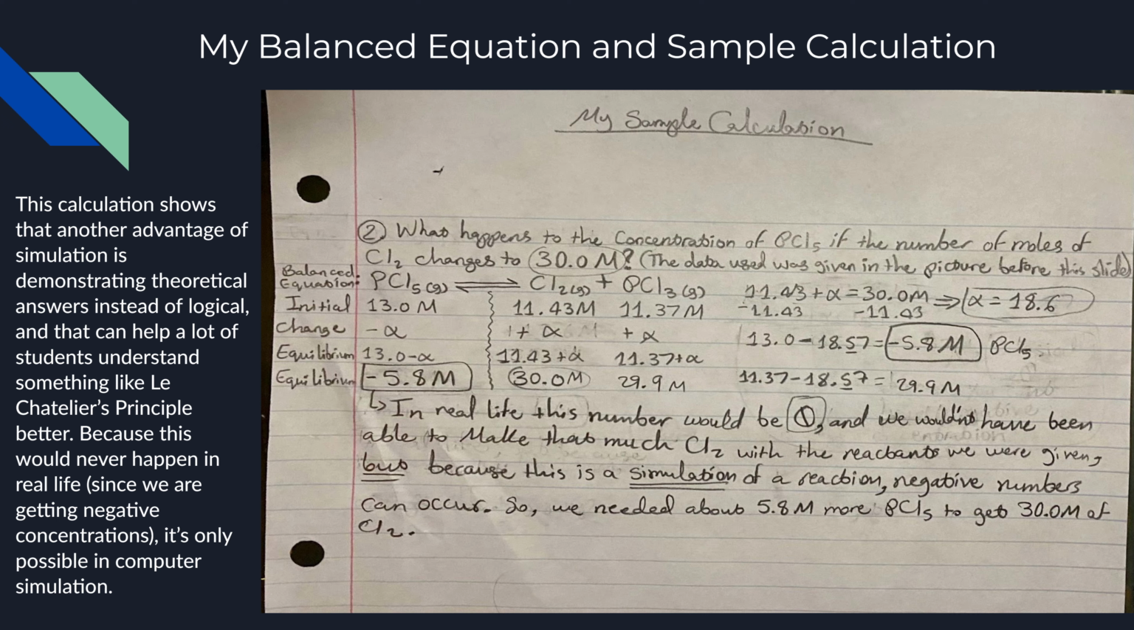In real life, this number would be zero, and we wouldn't have been able to make that much Cl2 with the reactant we were given. But because this is a simulation of a reaction, negative numbers can occur. So we needed about 5.8 moles more PCl5 to get 30.0 moles of Cl2. This calculation shows that another advantage of simulation is demonstrating theoretical answers instead of logical ones, and that can help a lot of students understand something like Le Chatelier's principle better.